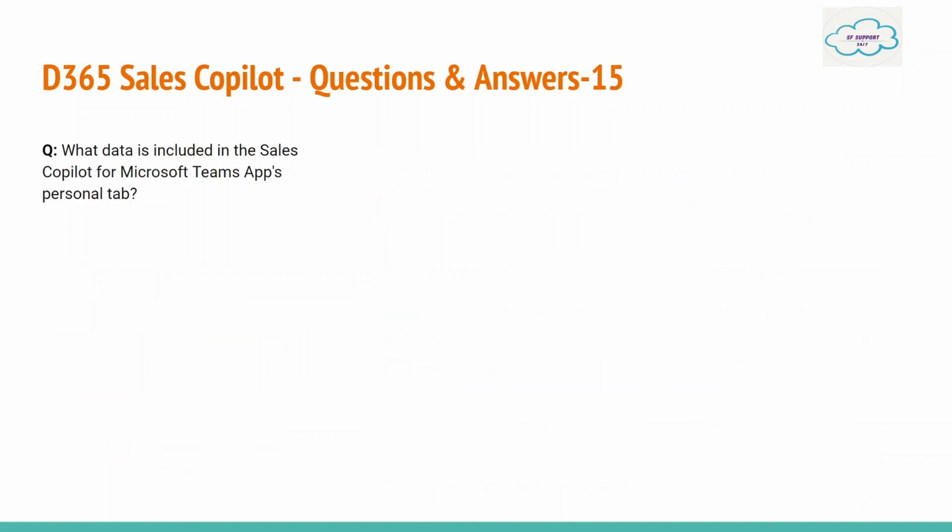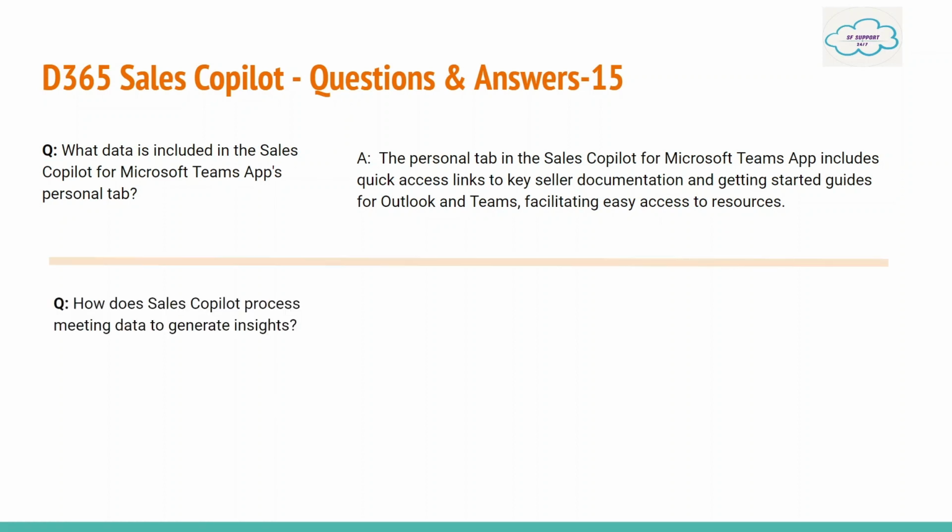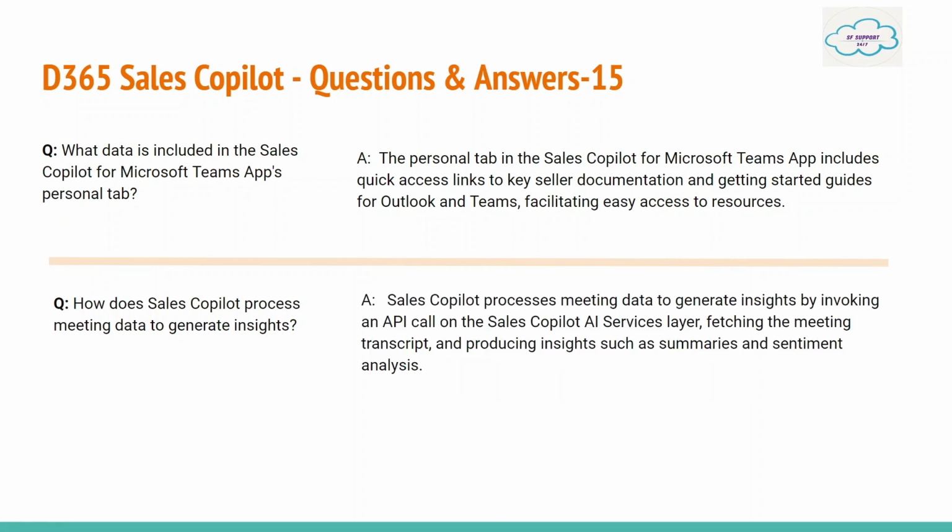Question: what data is included in the Sales Copilot for Microsoft Teams apps personal tab? Quick access links to key seller documentation and getting started guidelines for Outlook and Teams facilitate the easy access to the resources. Question: how does Sales Copilot process meeting data to generate insights? By invoking an API call on the Sales Copilot API service layer, fetching the meeting transcript and producing insights such as summaries and sentiment analysis.